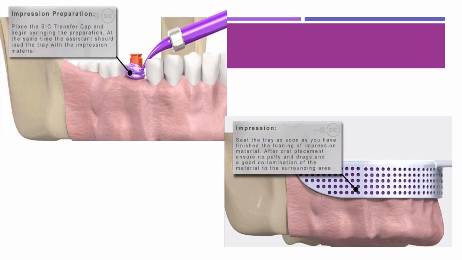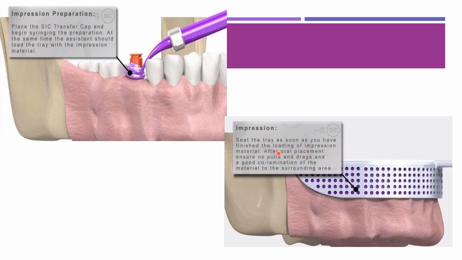So coming to the impression part, you can see the placement of the transfer cap and beginning to syringe the preparation. You can see that the light body material is being injected to the area. At the same time, the assistant should load the tray with the impression material. You can see the seating of the tray as soon as you have finished loading the impression material.